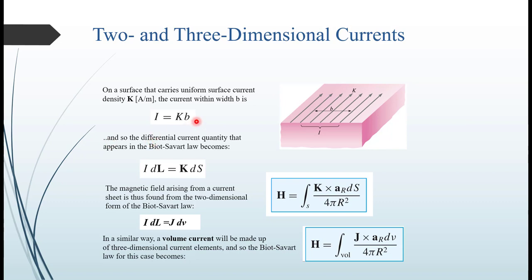So the current can be of any type, just like charge. Charge was present at a point, on a surface, and on a line. Similarly, the current may be present along a length, on a surface, or in a volume. So for these three types of distributions, we can find H for each case.